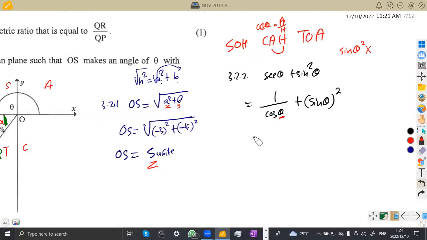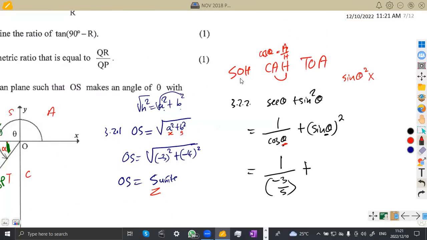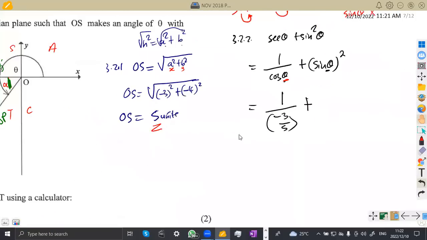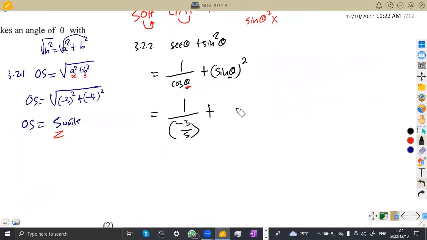So this is going to be written as, remember, 1 over -3 over 5 for cos theta, plus sine theta according to the ratio of sine here. Sine is opposite over hypotenuse. So according to our diagram, the opposite side is -4 and the hypotenuse is 5. So it's -4 over 5. But don't forget that the sine is being squared, so it's going to be to the exponent of 2.